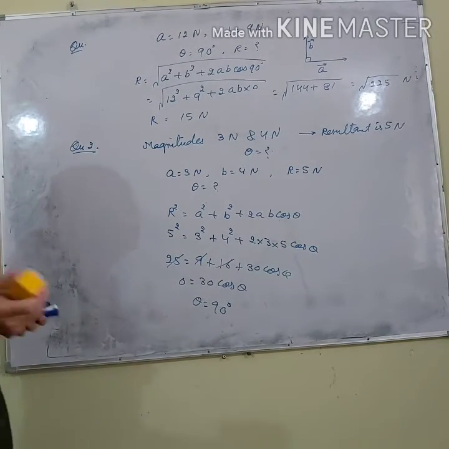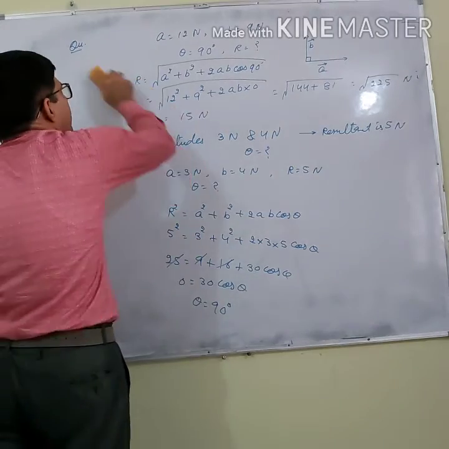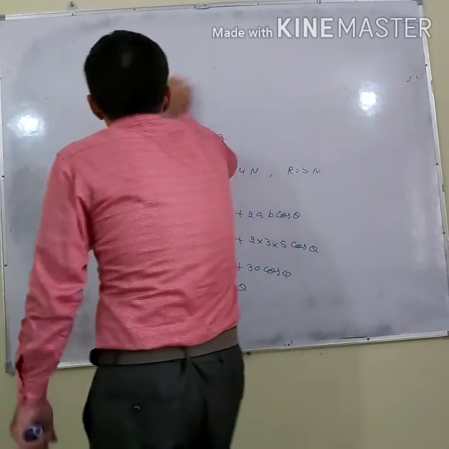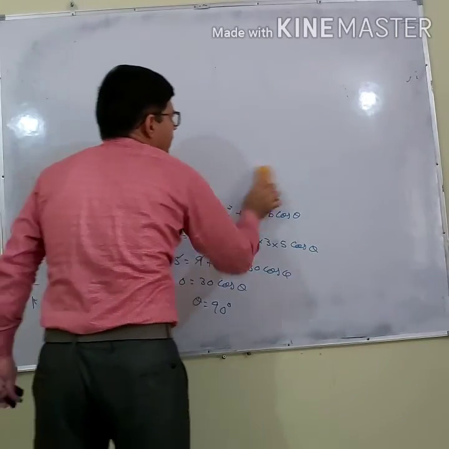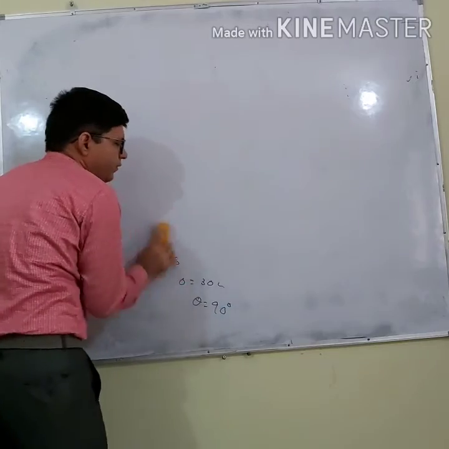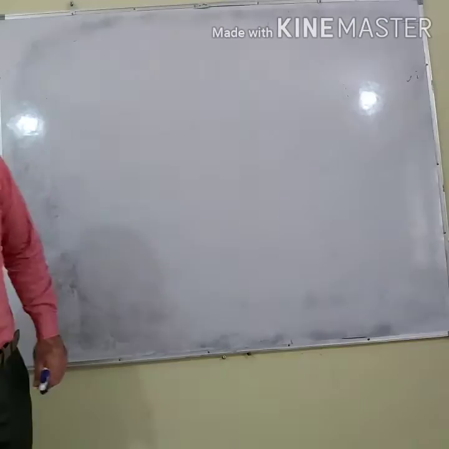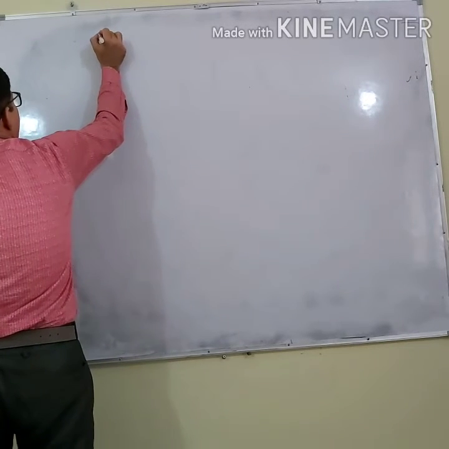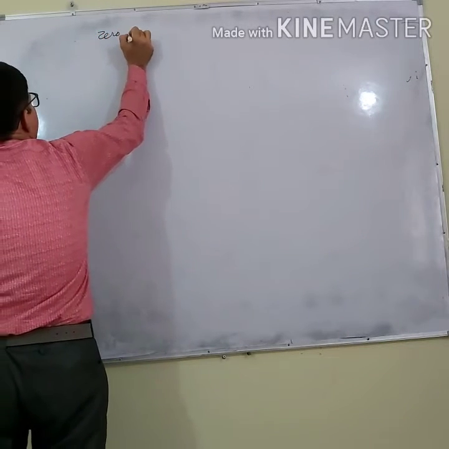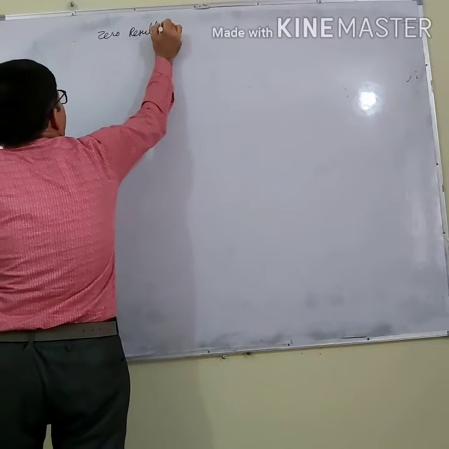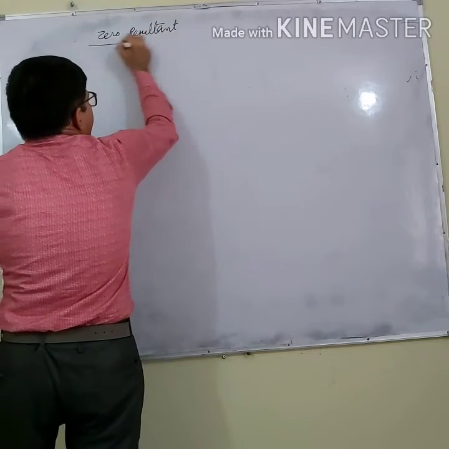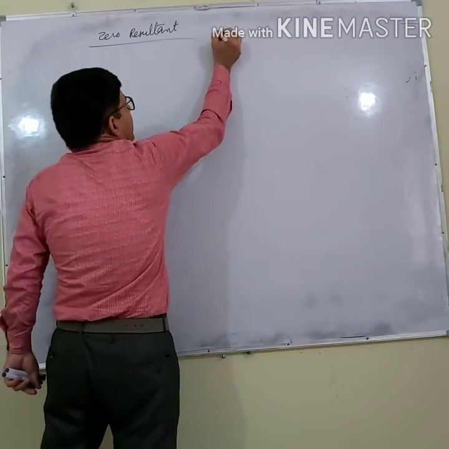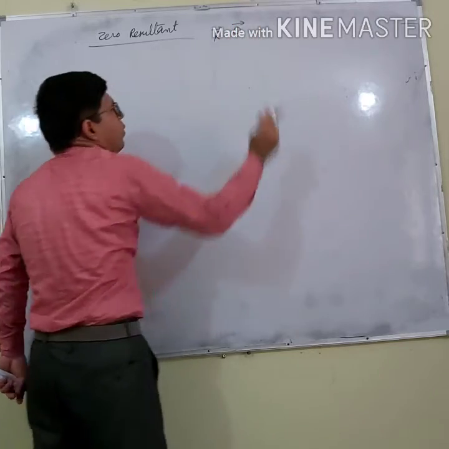Before doing more numericals, let us do a very important topic, that is the case of zero resultant. Zero resultant. What does it mean? It means when the resultant is zero. I have to check when the resultant will be zero.